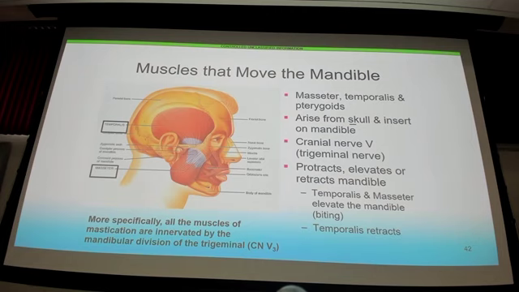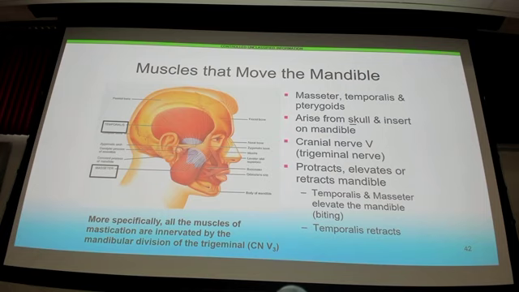If you're talking about the mouth, we use some terms you don't use in other areas, like protract and retract. When you talk about protracting or retracting, you have to think about the mandible. If we take our mandible and bring it out, that's protracting, and bringing it back is retracting. You can also elevate and depress. If you elevate your mandible, you close your mouth. If you depress your mandible, you're opening your mouth.